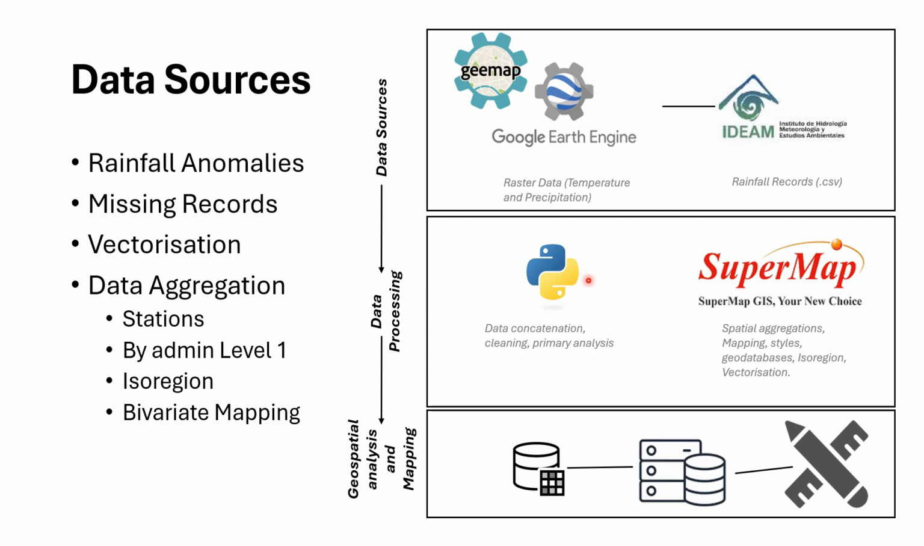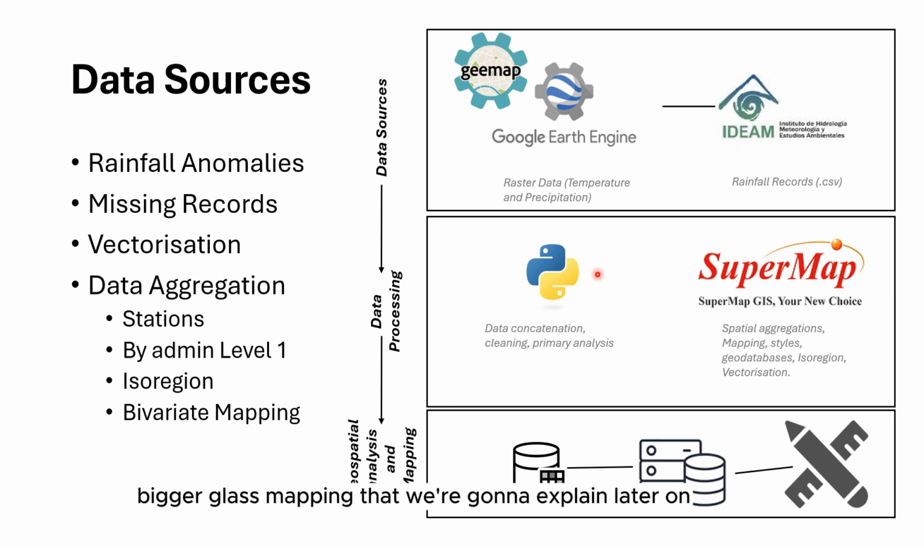For example, we check how many missing records each station has, and also the main product, the vectorization for the bivariate class mapping that we are going to explain later. On SuperMap, we did spatial aggregations, mainly for mapping. We configured the styles, made the geodatabases, and also got ISO regions based on the raster data. At the end, we also performed vectorization.